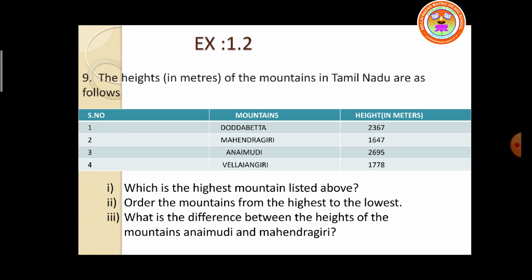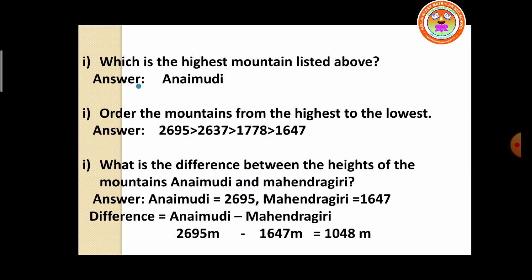Okay. Order the mountains from the highest to lowest. So you have to arrange the mountains in descending order because they have said highest to lowest. Okay. Then third question, what is the difference? Difference means what operation you want to do. You should find the subtraction between the heights of 2 mountains they have given. Write down the height of these 2 mountains and do the subtraction. You will get the answer of 1048 meters. Is it clear, children? Very easy exercise. You just go through the problems again.